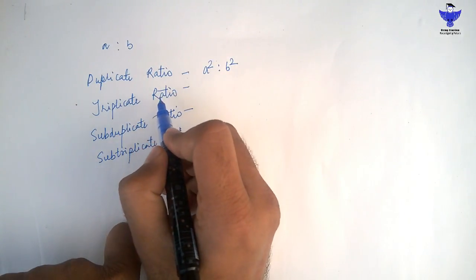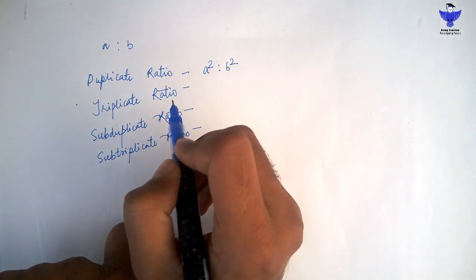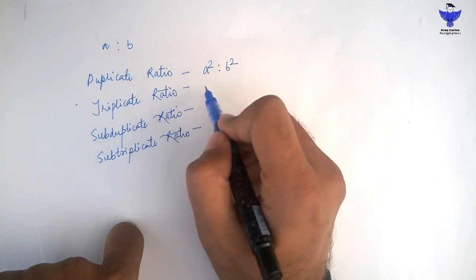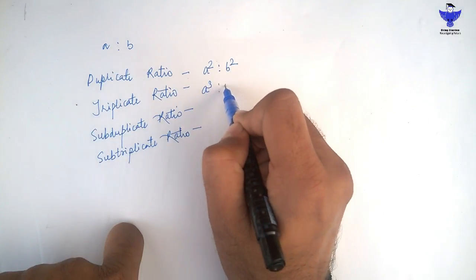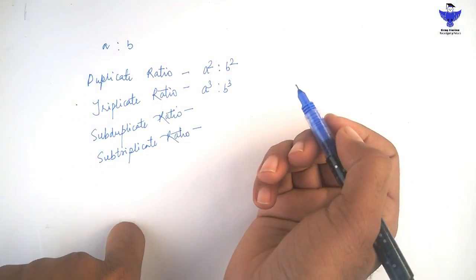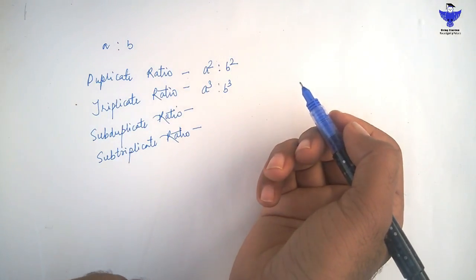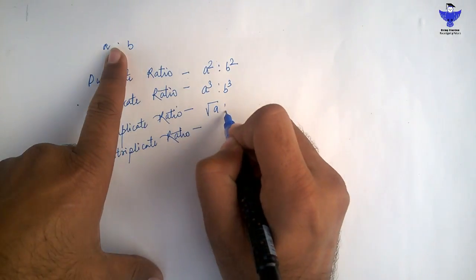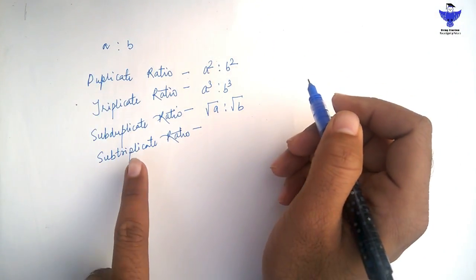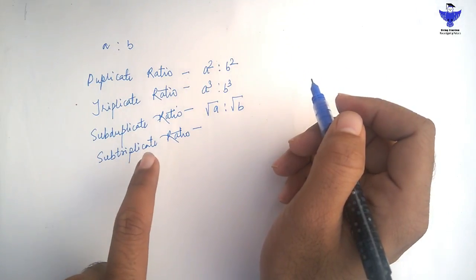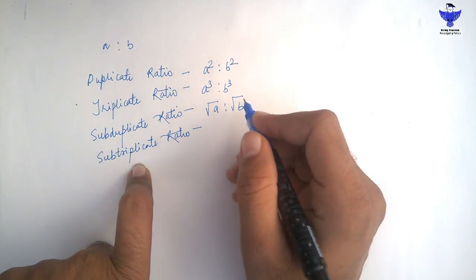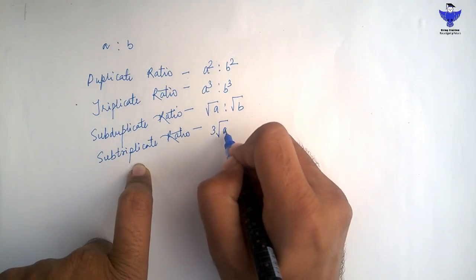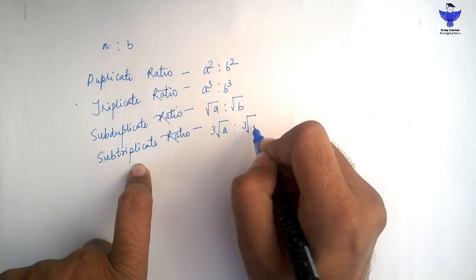Then what do you mean by triplicate ratio? It is the ratio of their cubes. If we consider this ratio, then the triplicate ratio will be a cube to b cube. The subduplicate ratio is the ratio of their roots. Then this ratio will be written as root a is to root b. The last is the subtriplicate ratio, which is the ratio of the cube roots, written as cube root a to cube root b.